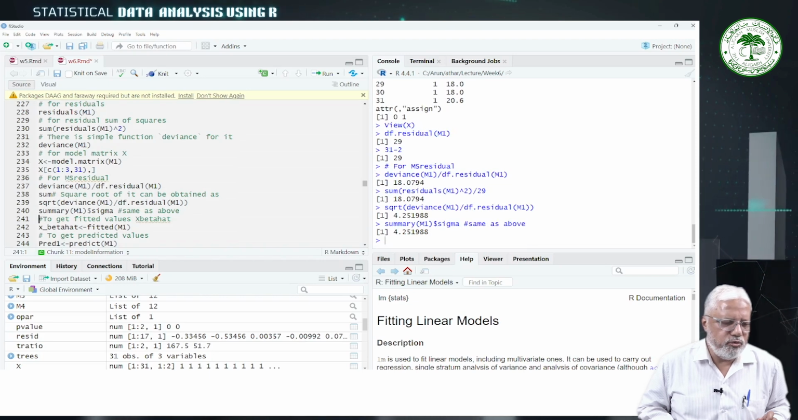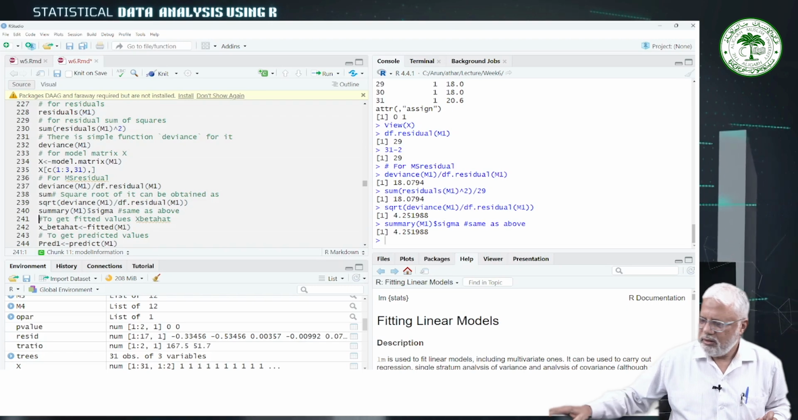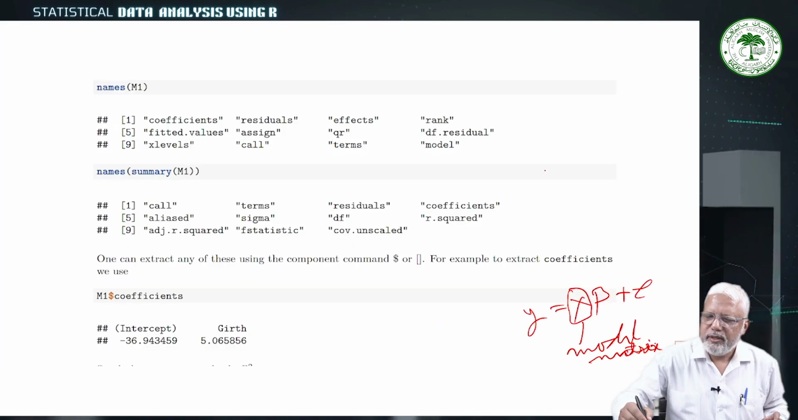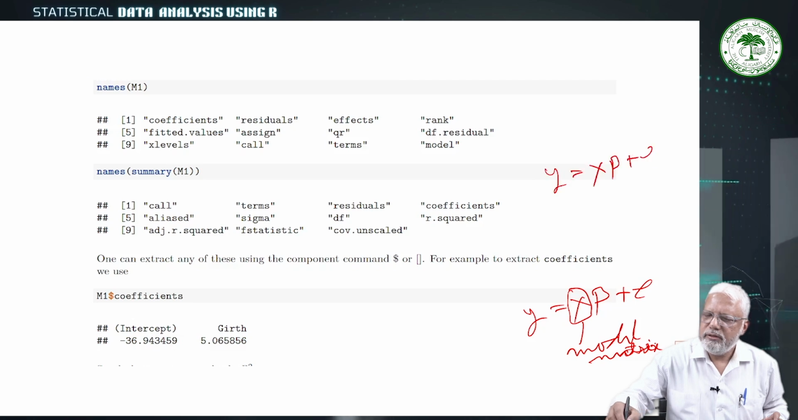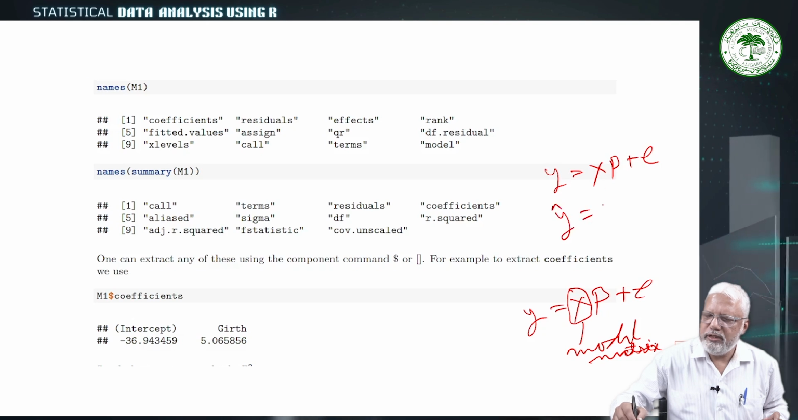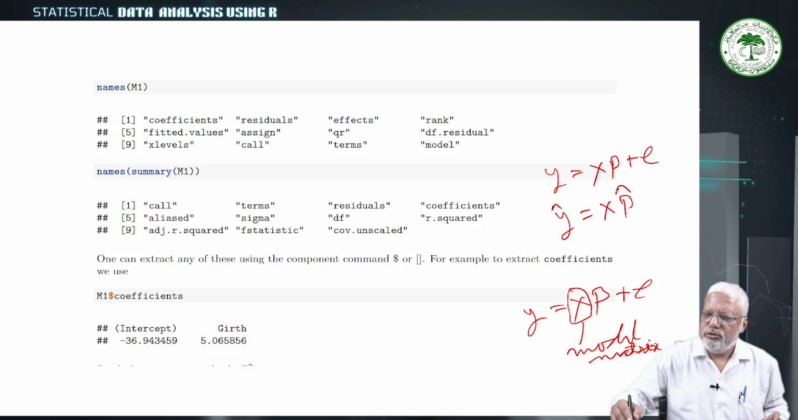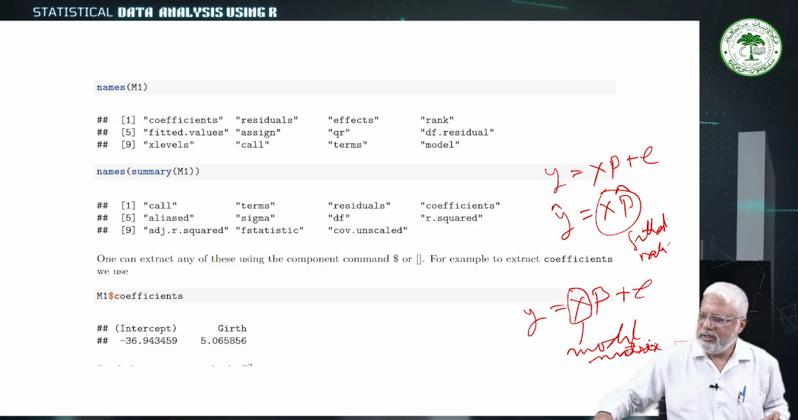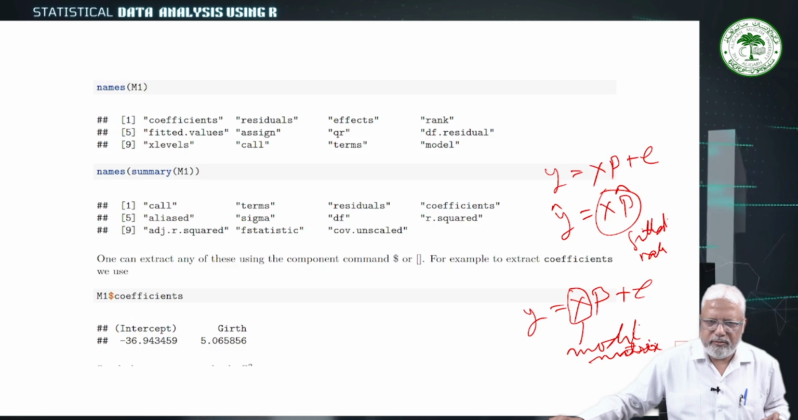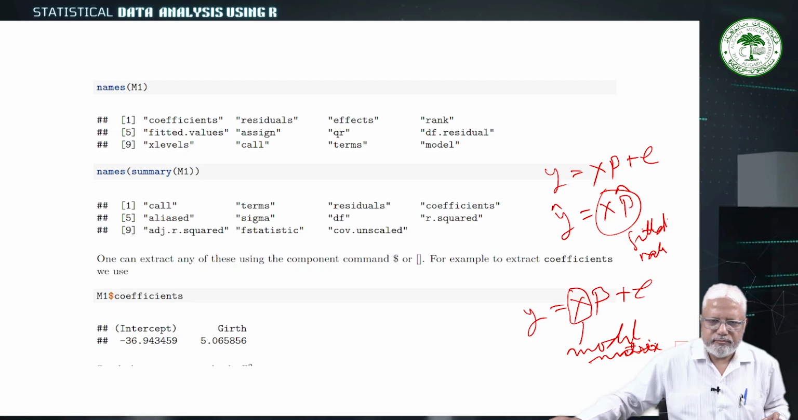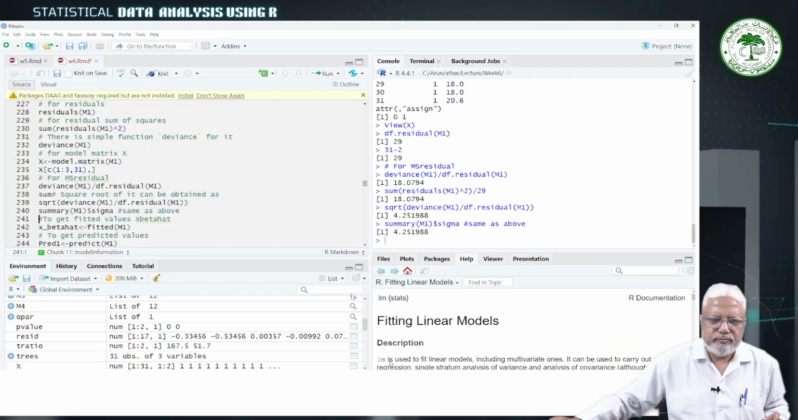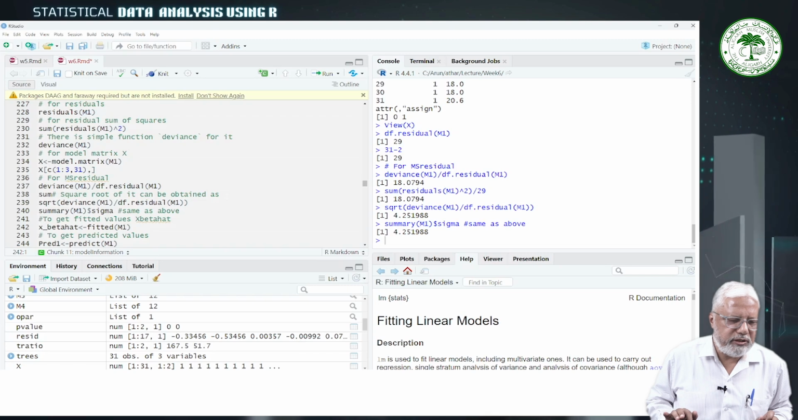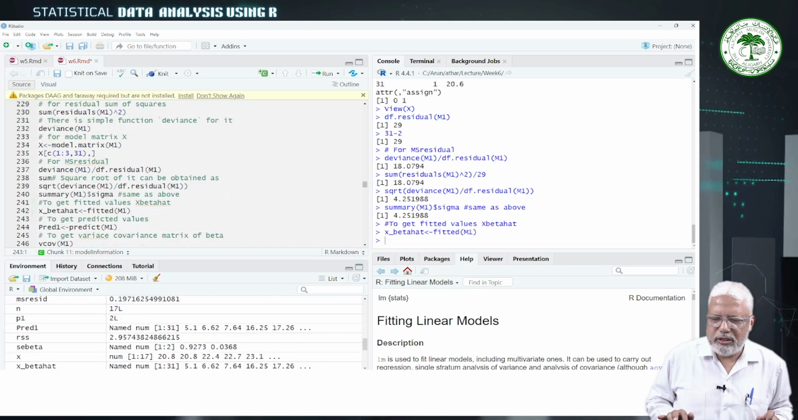To get the fitted values x beta hat: if y is equal to x beta, then y hat is the fitted values, and this is nothing but x beta hat. So x beta hat is termed as fitted values. We can extract them using x beta hat is equal to fitted M1. So these are the fitted values.